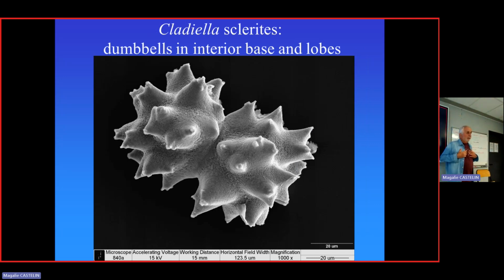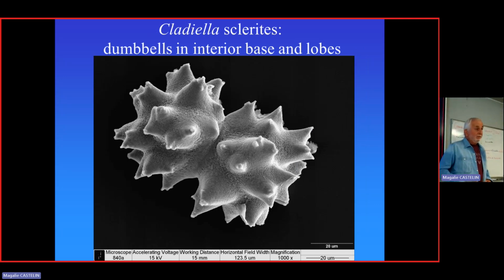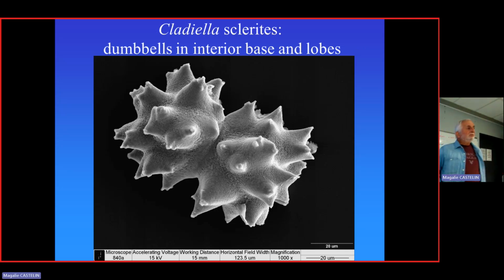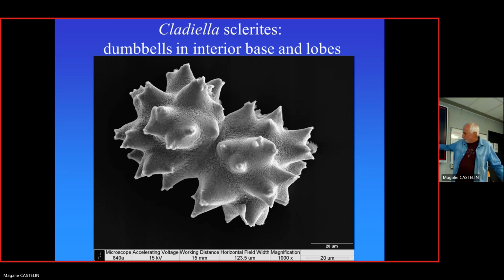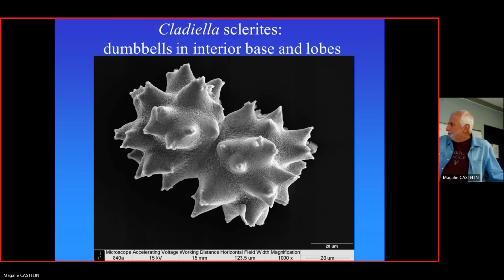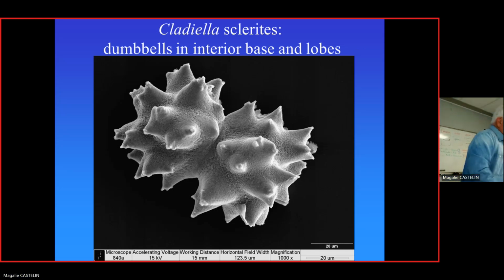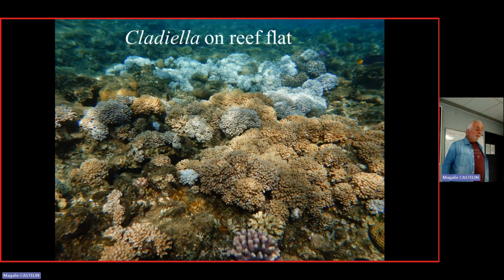I love those. Now I'm revising the Red Sea ones, all described by Madame Tixier, 24 species. They have different dumbbells, different polyp sclerites, amazing architecture. The size is like 0.1 millimeter, more or less, a bit more. Okay? Cladiella on the reef, yes.